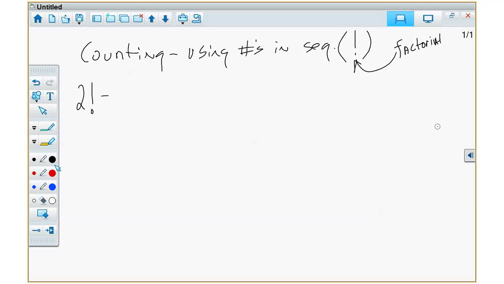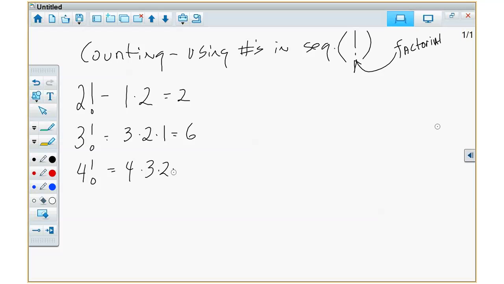2 factorial is 1 times 2, which is equal to 2. 3 factorial is 3 times 2 times 1 equals 6. 4 factorial is equal to 4 times 3 times 2 times 1, or 4 times 6 is 24. And basically, you can take these two and multiply them together.